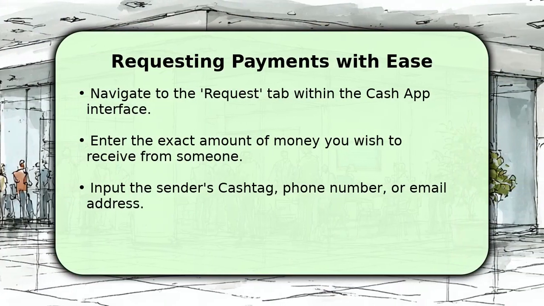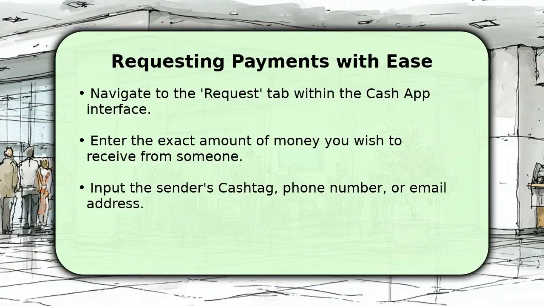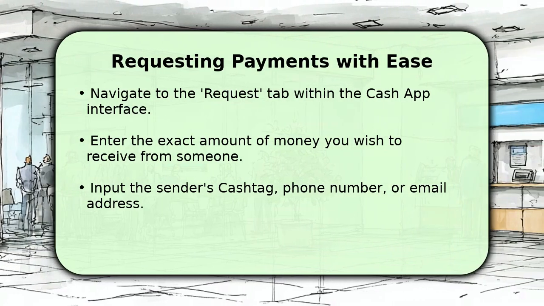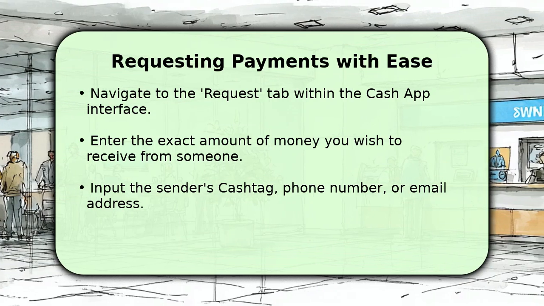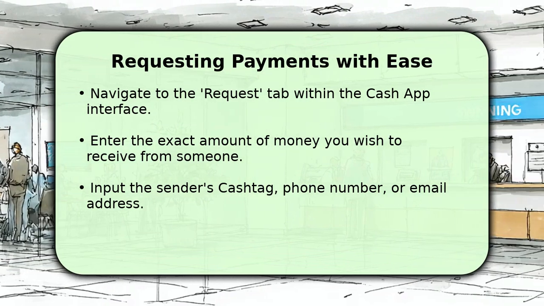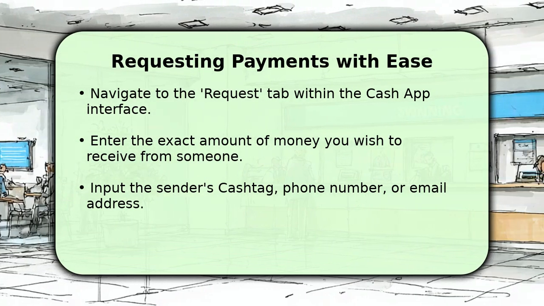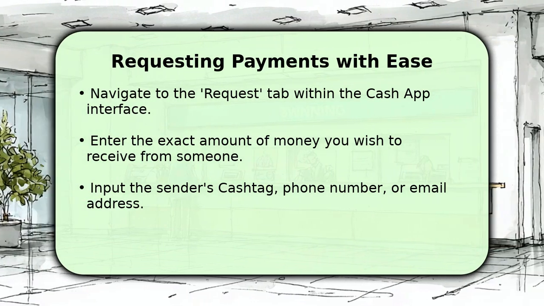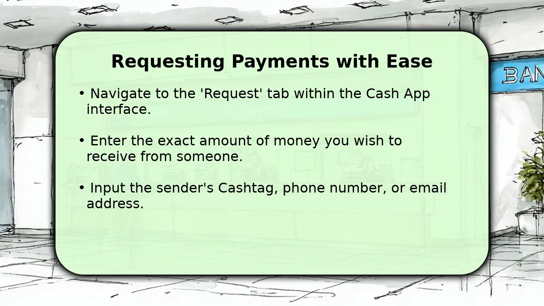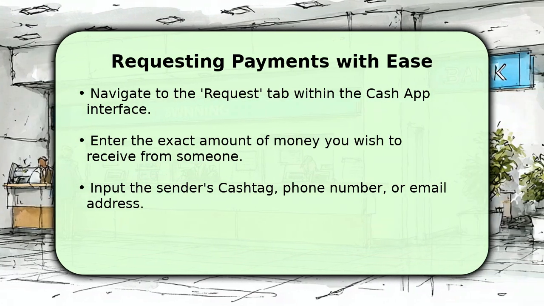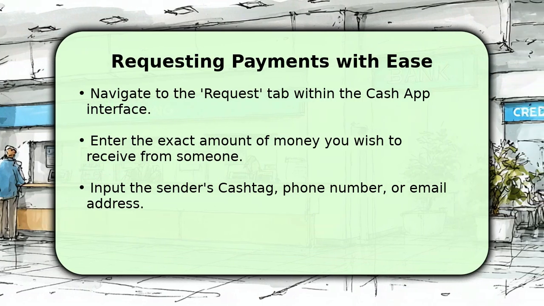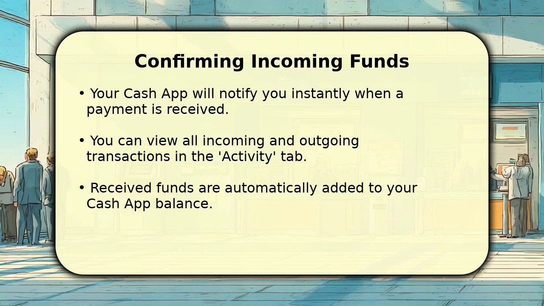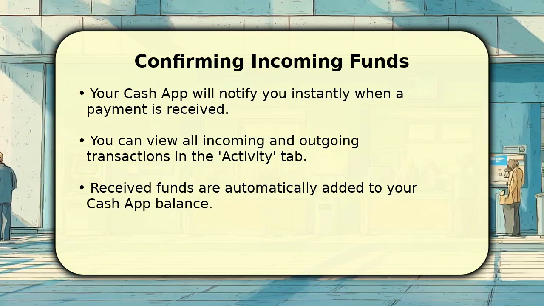To request a payment, first open your Cash App and tap on the Request tab located at the bottom of your screen. Next, carefully enter the precise amount of money you wish to receive from the payer. You will then input the sender's unique cash tag, their phone number, or their registered email address. Double-check all the details to ensure accuracy before you confirm and send your request, then simply wait for the payment to arrive. When someone sends you a payment, your Cash App will provide an instant notification on your device, letting you know the funds have arrived.